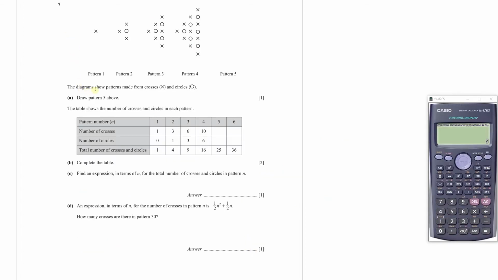Question 7: the diagram shows patterns made from crosses and circles. Draw pattern 5 above. If you look at the pattern, you have one cross here, then you keep this cross as it is and add another one to the top and bottom. Now you have two crosses in this diagonal. You keep those two and then add another one, so you have three now. And in the next pattern, you have those three and then you add another one, which is the fourth one.